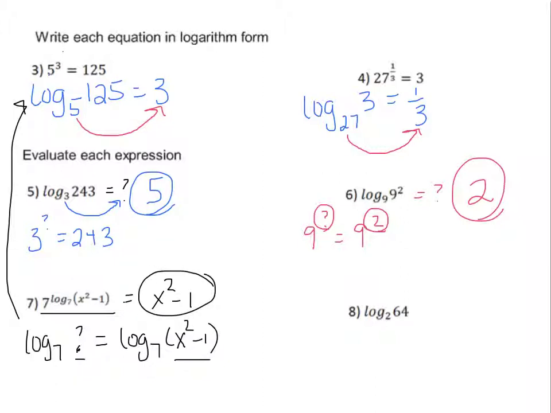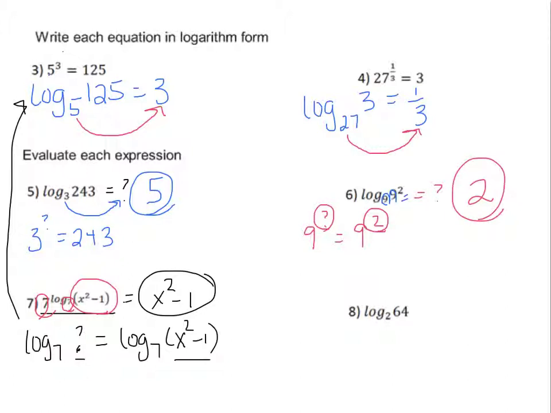I want you to notice something here, that this base number and this base number are the same. That's going to be key here. Base number the same, we get x squared minus 1 left. Even in the previous example, the base numbers are the same, and we just got 2. That's going to be a pattern that's going to continue on. We'll do one more of these.